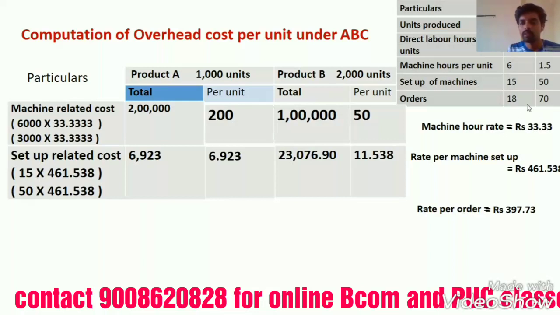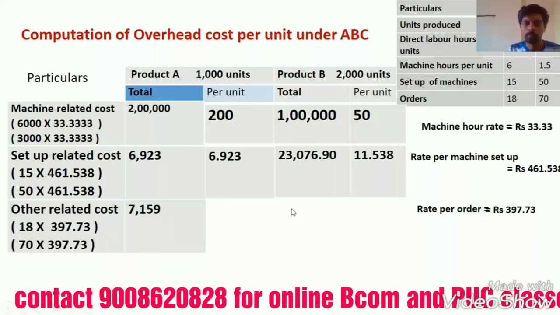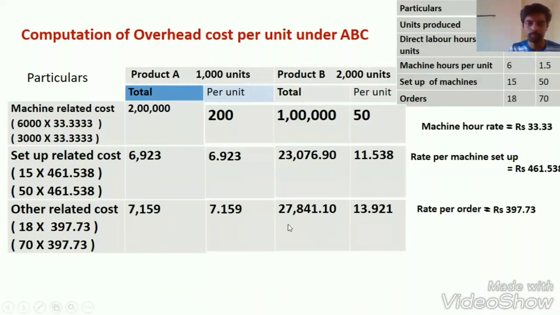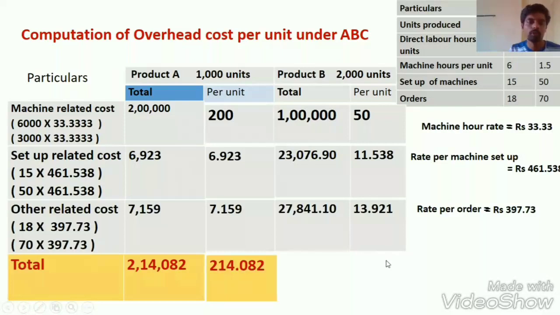The next one is cost related to orders. See, there are 18 plus 70, 88 orders, and rate per order is 397.73. And to make A, we had 18 orders, right? So 18 into 397.73, you will get 7159. Then B, 70 orders, 70 into 397.73. You will get 27,841. Then find the total here. So 2,14,082 is the total cost for producing 1,000 units of A, and 1,50,918 is the total cost for producing 2,000 units of B.